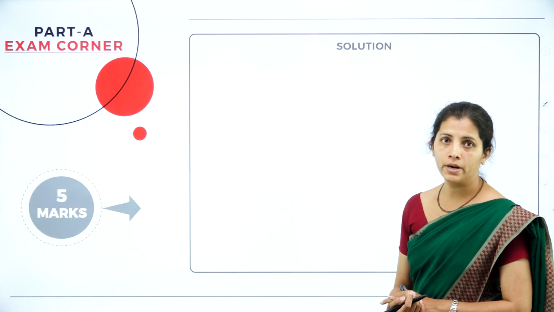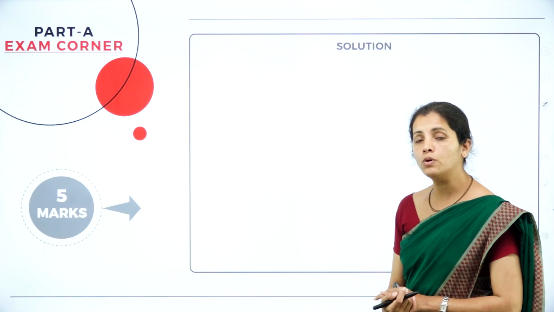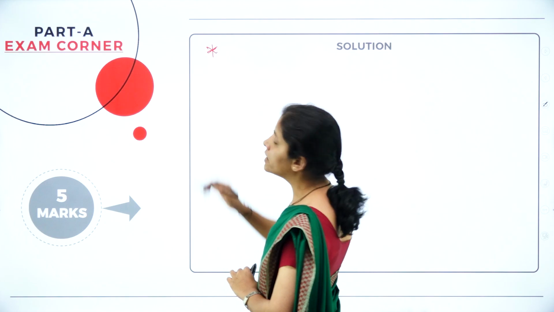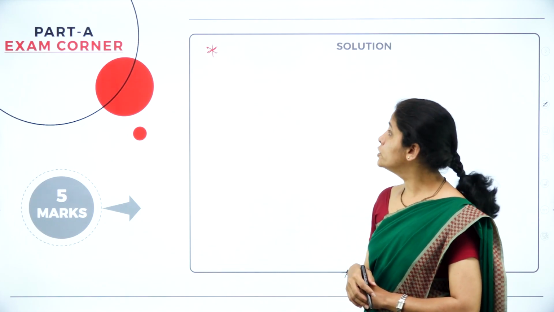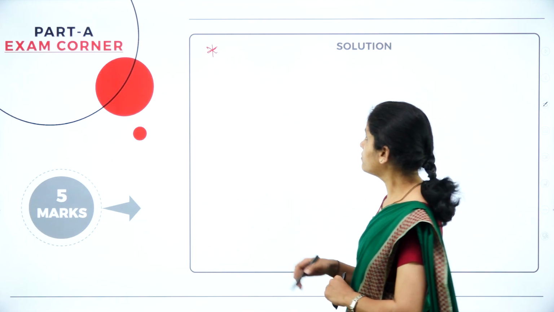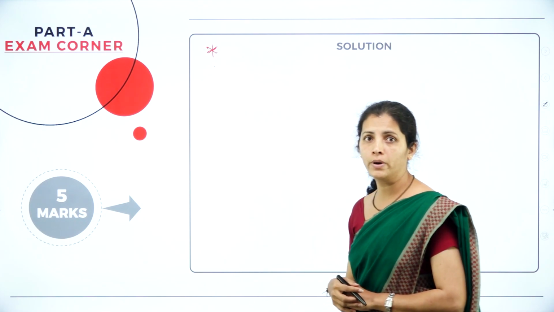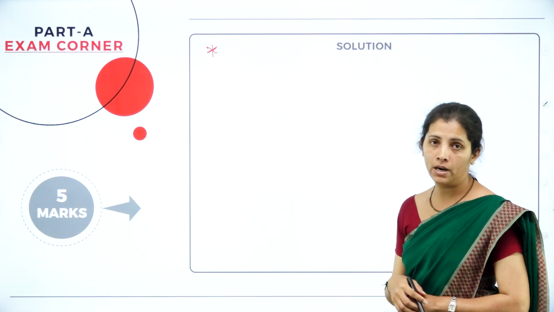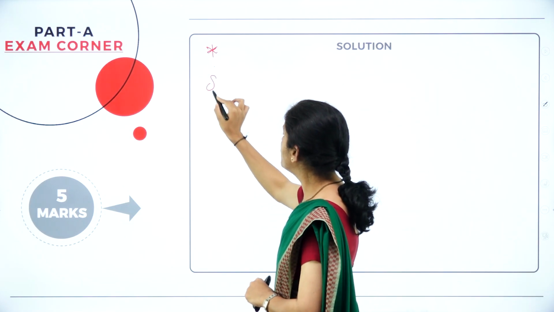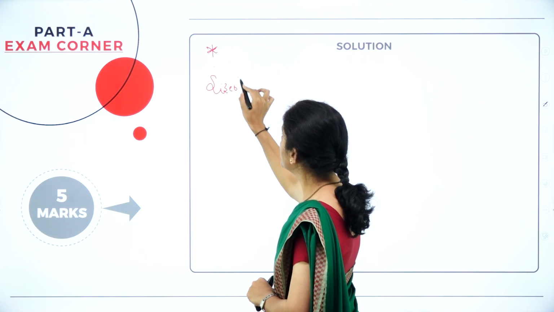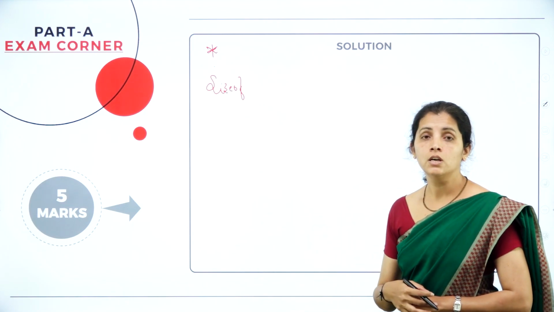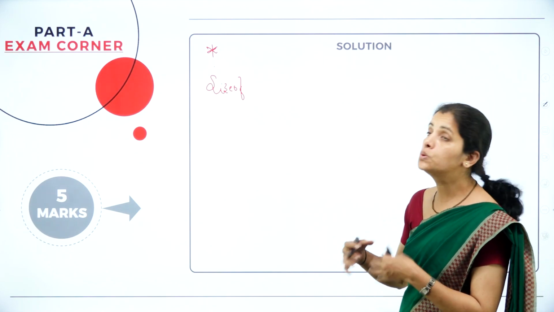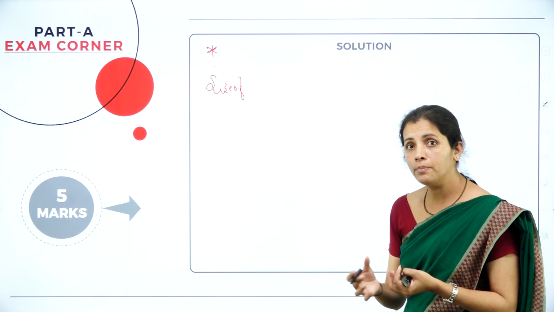So, what is a special operator? C supports some special operators. For example, star is a special operator used to create a pointer. Dot is a special operator used to access a structure member. Sizeof is a special operator used to get the memory size, to display the size of the memory.